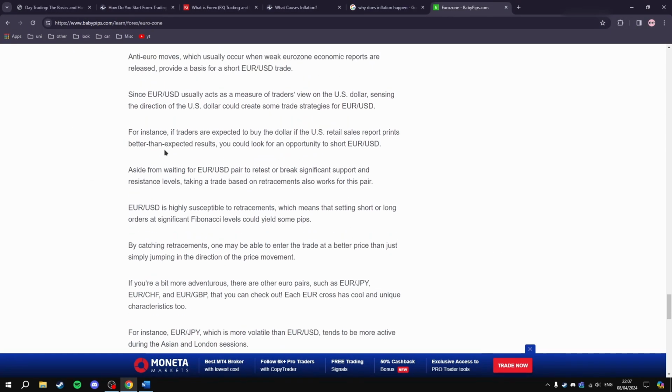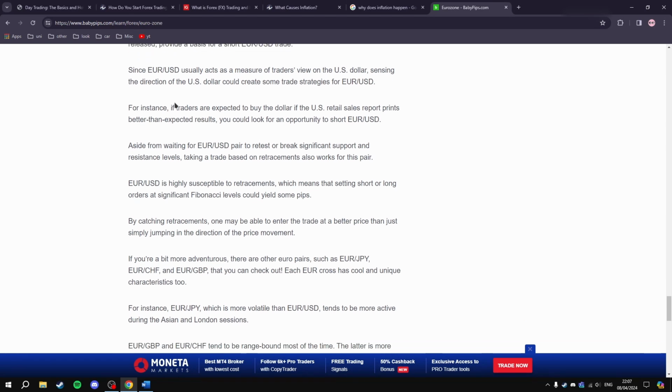Since EUR USD usually acts as a measure of traders' view on the US dollar, sensing the direction of the US dollar could create some trade strategies for Euro USD. For instance, if traders are expected to buy the dollar if the US retail sales report prints better than expected results, you could look for an opportunity to short the Euro USD.